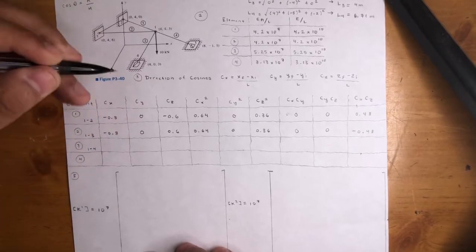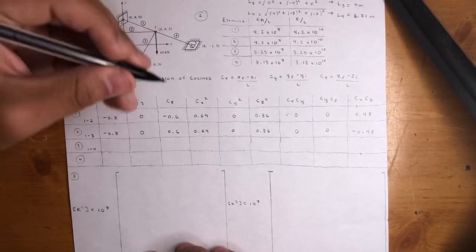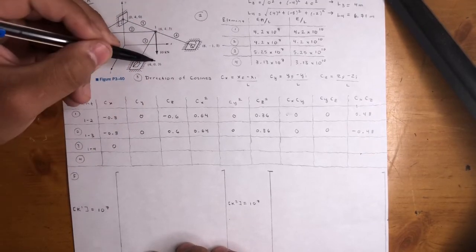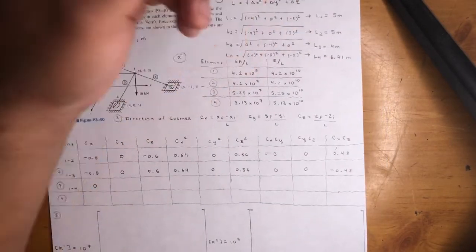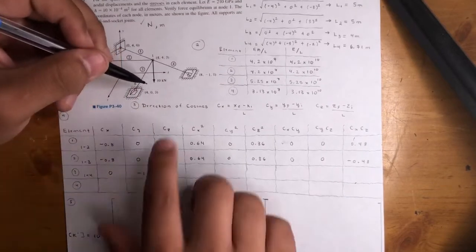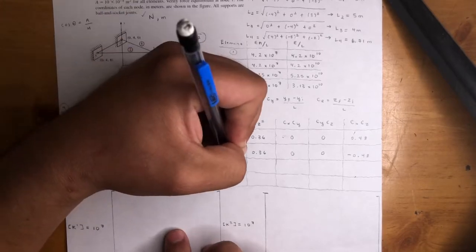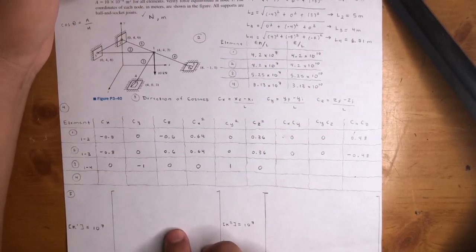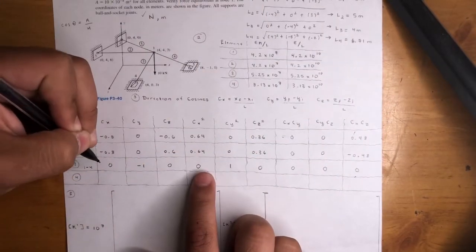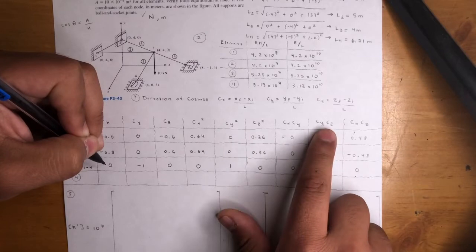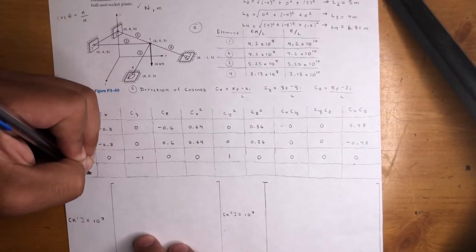Next element is going from 1 to 4. So final minus initial, 4 coordinates minus 1 coordinates. So it's 4 minus 4. For the x one, that's 0. For the y one, it's 0 minus 4, negative 4, divided by the length now, 4. That's negative 1. Z, 3 minus 3, that's 0. Square them, 0, 1, 0. Anything with CX and CZ is going to be 0, 0, 0. So CX is here, CZ is here, CX, CZ. It's all 0.